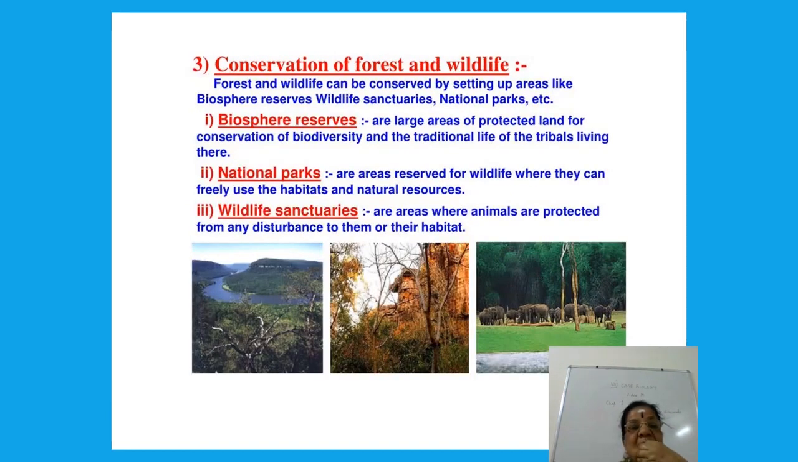Okay, then the third concept: conservation of forest and wildlife. What do we know? Forest and wildlife can be conserved by setting up areas like biosphere reserves, wildlife sanctuaries and national parks. என்ன சொல்றது?